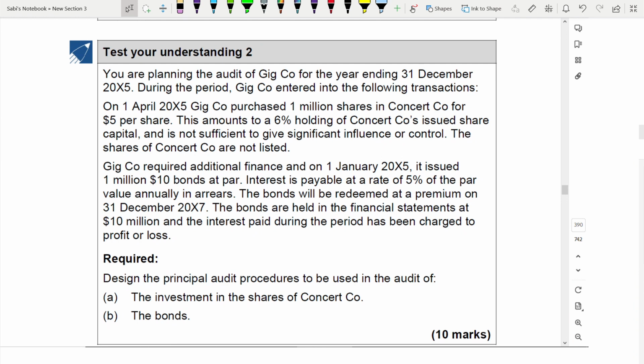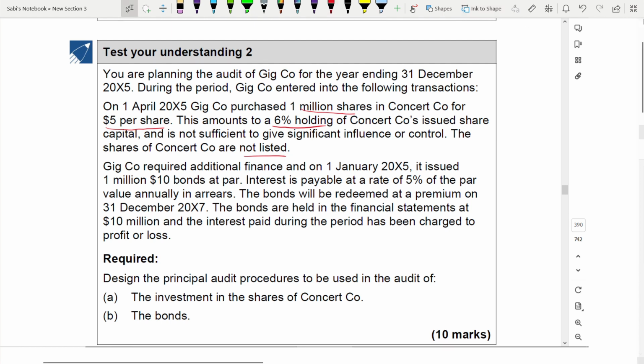Test your understanding too. Here, you have been given 2 items for which you have to design audit procedures. One is a 6% investment. It's not an associate, nor a subsidiary. It comes under IFRS 9 financial instruments. Next is a bond. By the way, you have purchased 1 million shares at $5 per share, a 6% holding, and it's not even listed.